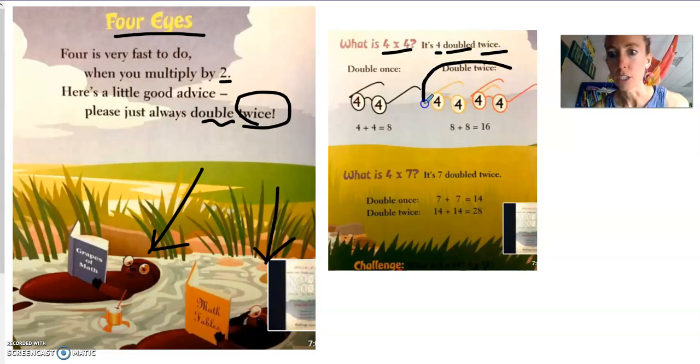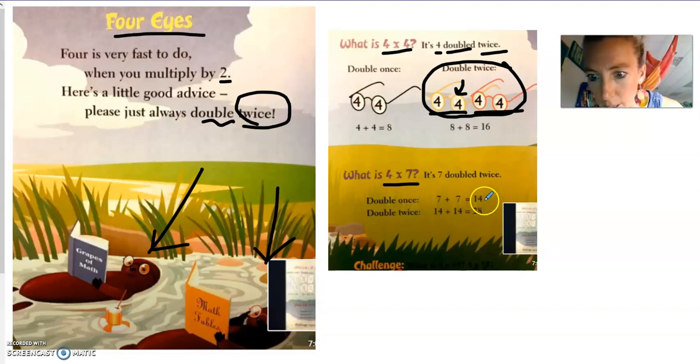So check out this picture. We took the 4. You have it doubled once, but now we're going to double it 2 times. So here's a double, double. So 4 and 4, that's 8. But then we have 8 again. So 8 plus 8, 16. Double the 4 twice. So what's 4 times 7? That's 7 doubled twice. So you double the 7, that's 14. And now add that double on again. It's a double, double. Okay?